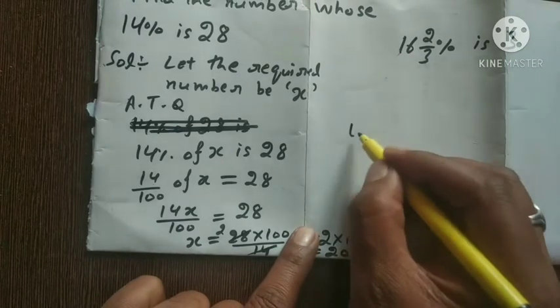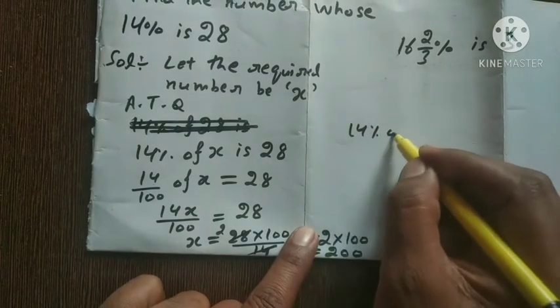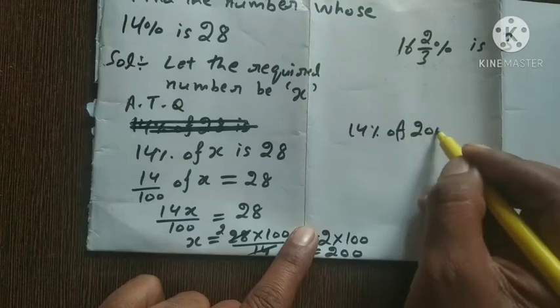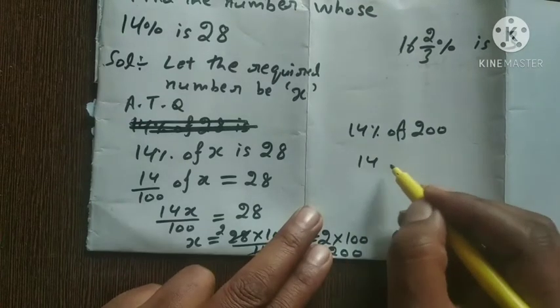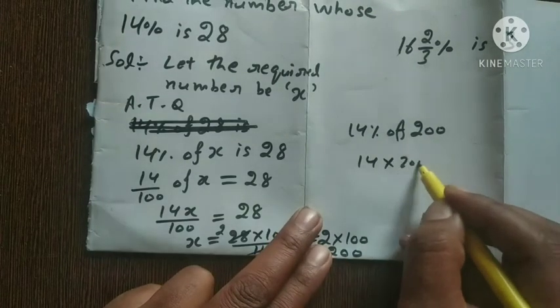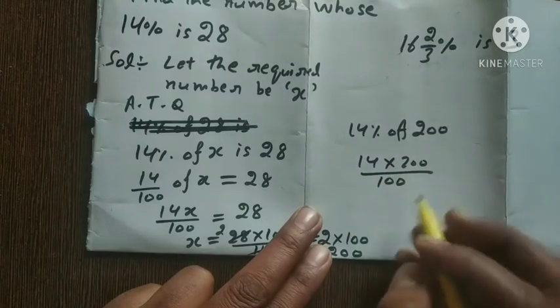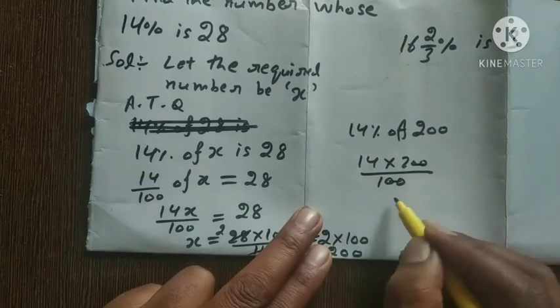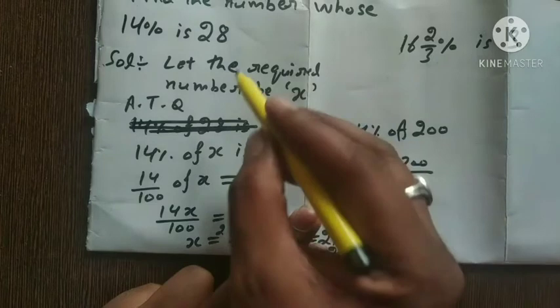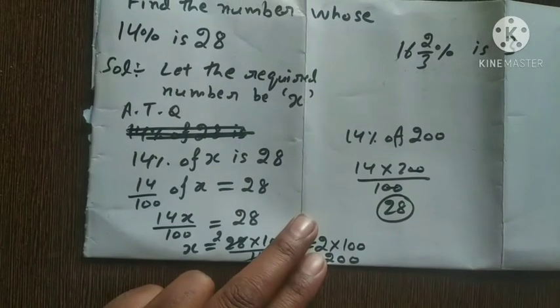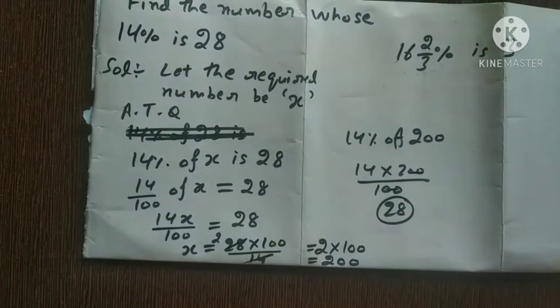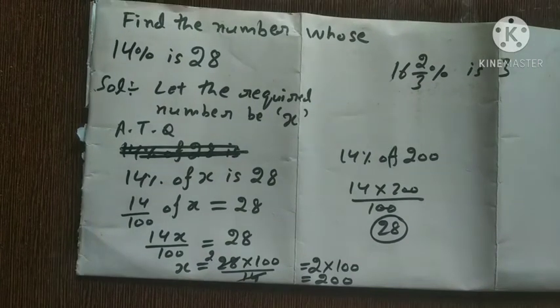You can verify this sum also. Just take 14% of 200. So 200 over 100. Now you see 14 multiplied by 2 is 28, which is what we have. So we have verified this also. So in this way we have learned how we can find a number whose percentage value is given.